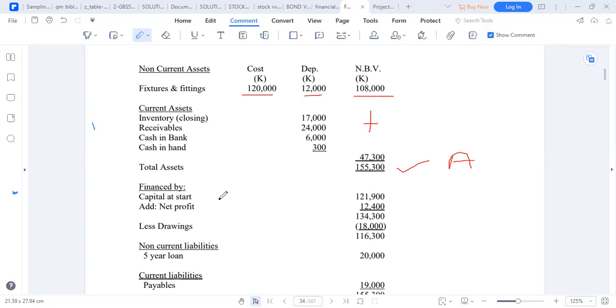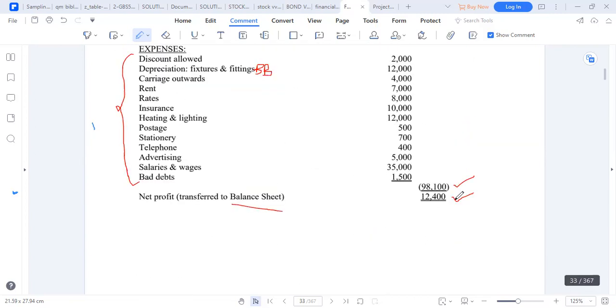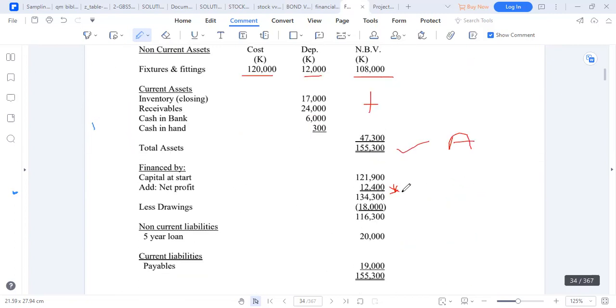Financed by capital, we add the net profit which we got. So if your net profit or your profit is wrong here, 12,400, it is also going to be wrong in the balance sheet. So this is a profit that we add here. Then we subtract our drawings to get 116. So this is our capital.